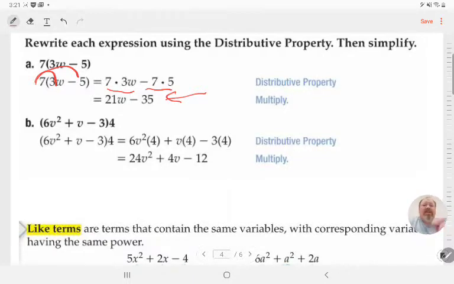All right, on b, it would be 4 times 6v squared, 4 times v, 4 times 3, which is what we have next to it. And then when we multiply it out, we end up with 24v squared, 4v, and minus 12. Okay? Now again, these are all unlike terms, so that's the answer. There's nothing else we could do unless we knew what v stood for.